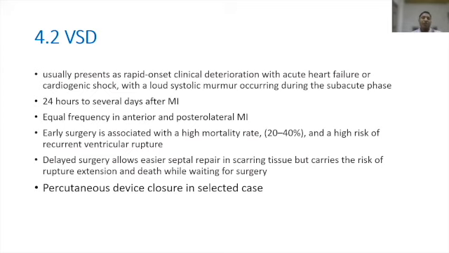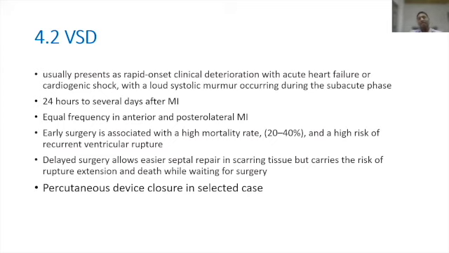VSDs usually present with rapid onset of clinical deterioration with acute heart failure or cardiogenic shock, with a loud systolic murmur occurring during the subacute phase, usually 24 hours to several days after the MI. It can happen in anterior MI, even in posterolateral MIs.